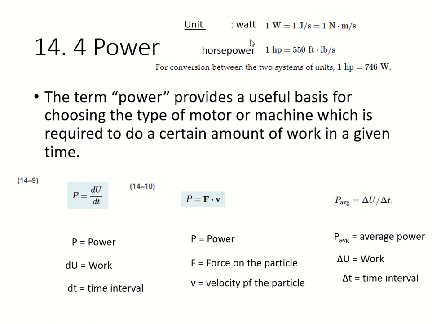For conversion between the two systems of units, your watt and your horsepower, that's your SI and this is your British system, we can use this conversion. 1 horsepower is equivalent to 746 watts. So make sure you use this if I ask you to convert a unit. Okay, alright, so that's all for your power for conceptual dynamics.